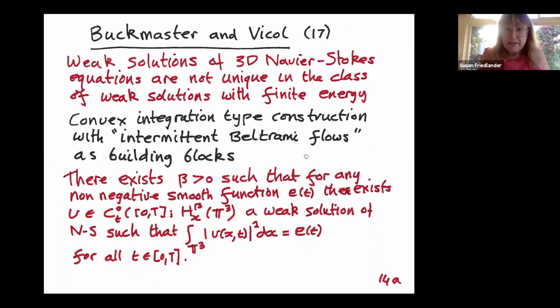there exists such a beta, such that for any non-negative smooth function E of t, there exists a velocity field, a weak solution of the Navier-Stokes equations in this function space, such that the kinetic energy of this solution is equal to E of t in a given time interval. So these constructions, both now for Euler and for Navier-Stokes, are very weak solutions, but weak solutions with some smoothness. But one could say they are in fact described as wild solutions.